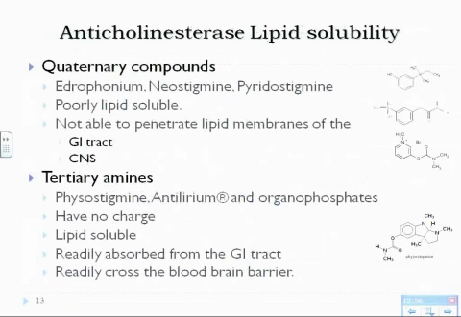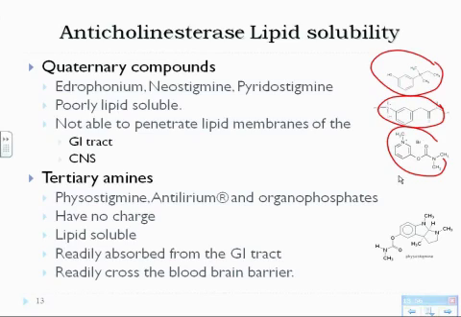Now, the anticholinesterases' lipid solubility is very questionable. They're actually very poorly lipid soluble because all of them have a charged ammonium group. So it's the N that is charged in each one of these. The first one on top is edrophonium. The next one's neostigmine, and the last one below that is pyridostigmine. All of them are poorly lipid soluble.